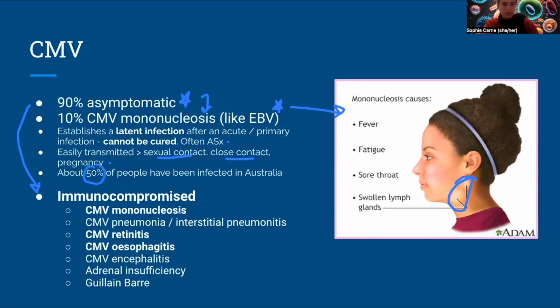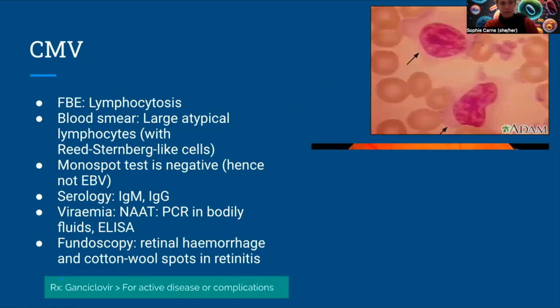So in the immunocompromised, it can cause so many different presentations. These are the 3 stems that we have looked at, but it can also cause pneumonia, encephalitis, adrenal insufficiency, and everything can cause Guillain-Barré syndrome.